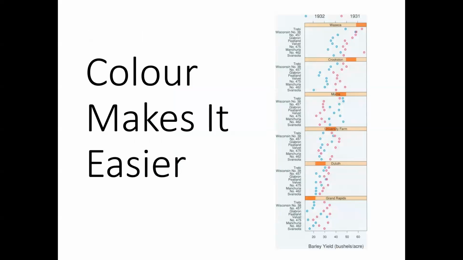Color makes it easier to see what's happening. You can see the Morris site here. When you color it, you can see that it goes the opposite way of everything else. The pink dots are on the right in every other plot except Morris, where the blues are on the right.